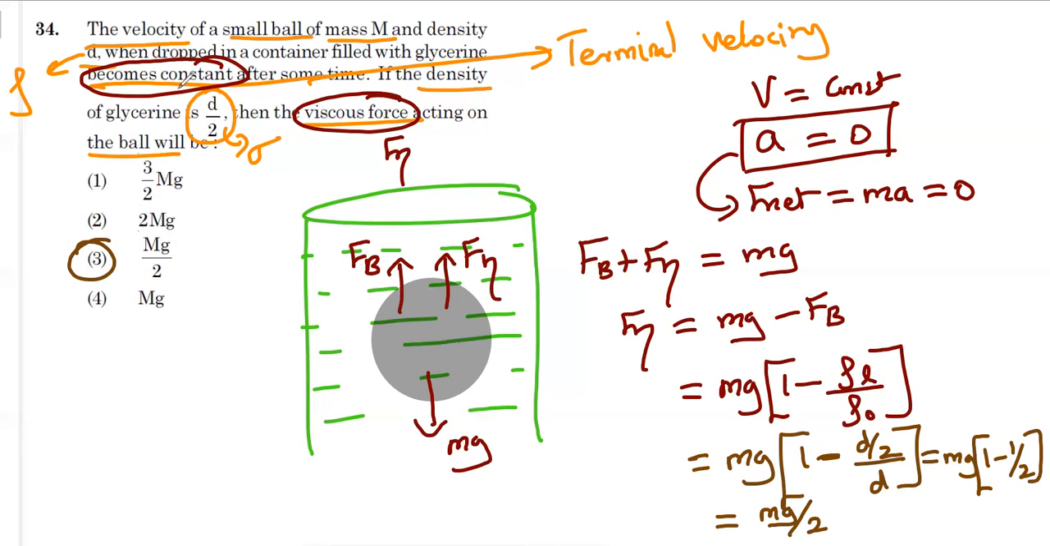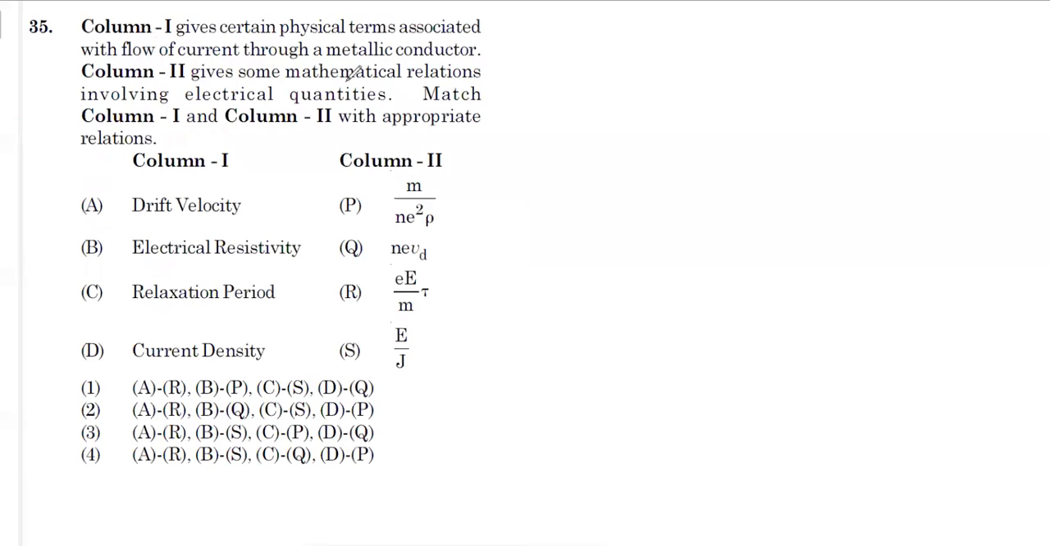Remember, when they say constant velocity, you have to understand it's terminal, and they're asking you for force. I know velocity is constant, acceleration is 0. And remember the apparent weight formula. Rare, but it's very easy to remember, not that hard. Okay, right? Let's go to the next one.